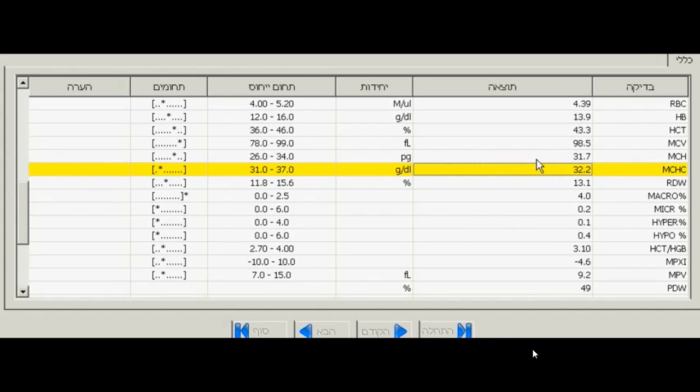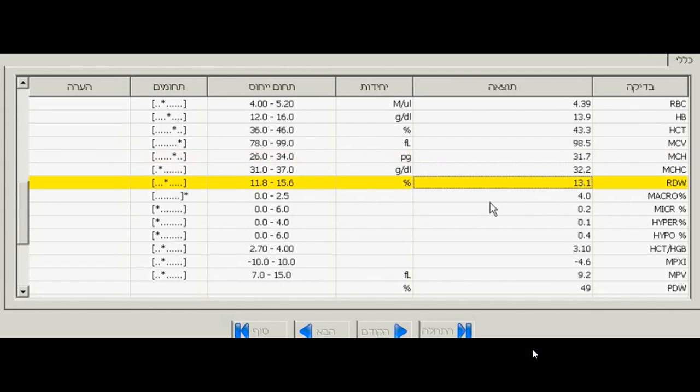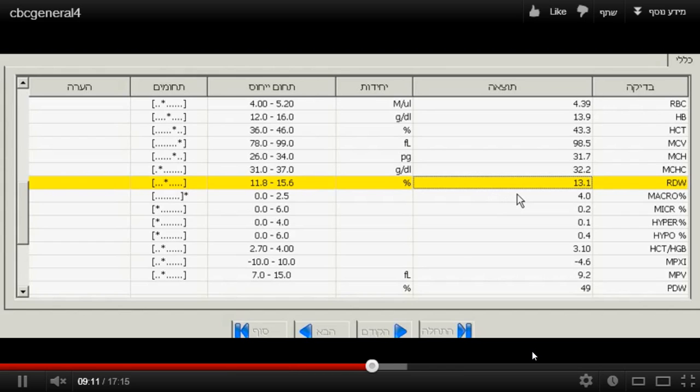After that, there's what's called the RDW. The RDW is the red cell distribution width. And classically, people have thought that this can be useful in diagnosing iron deficiency anemia, which is not true. It's not a very good measure of that. It can be normal in iron deficiency. It can be elevated in other things that have a microcytic anemia.